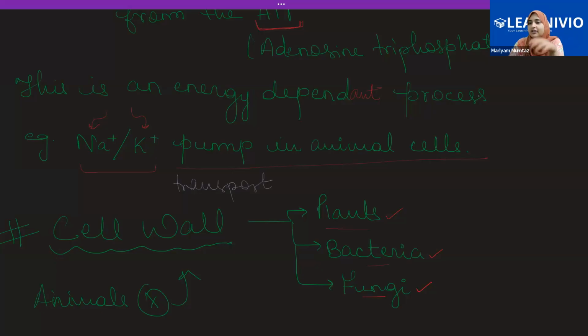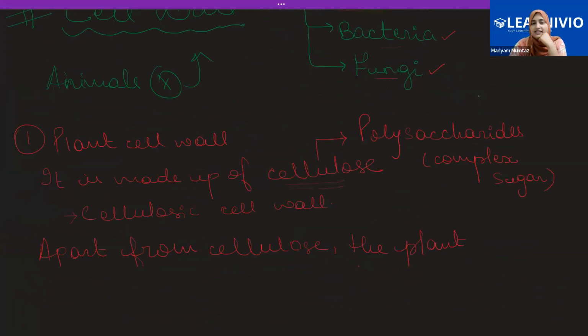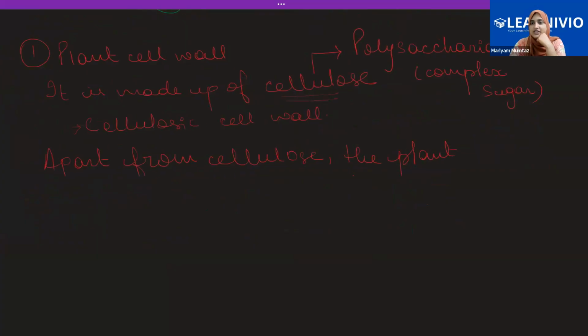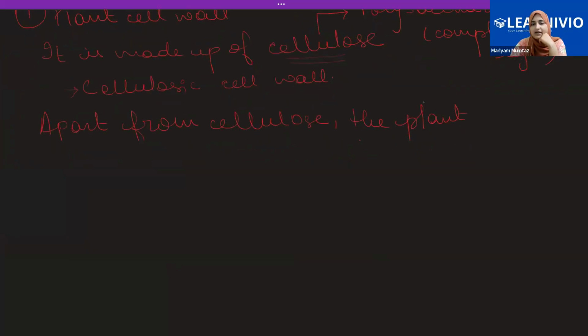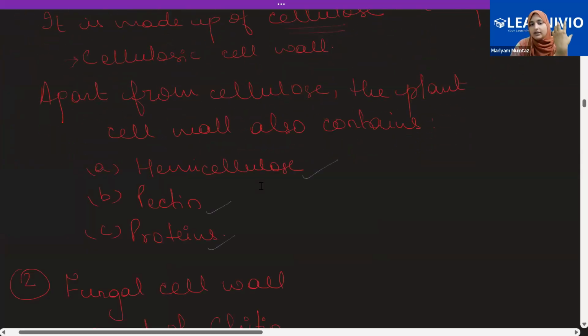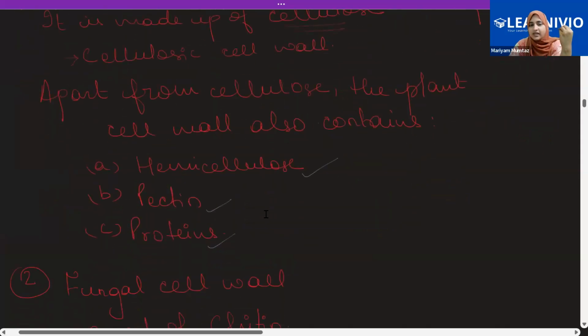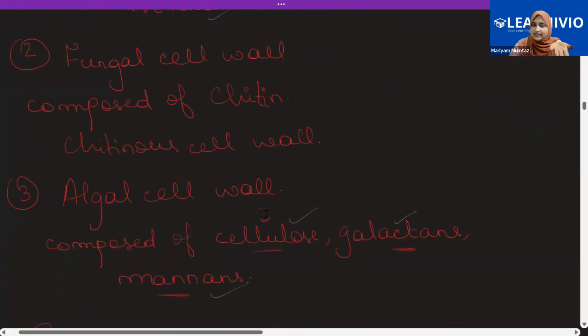So plant cell wall is made up of cellulose. Bacterial cell wall is made up of peptidoglycan. And the fungal cell wall is made up of chitin. Now the plant cell wall is made up of cellulose, which is a polysaccharide. Polysaccharide means a complex sugar. Apart from the cellulose, the plant cell wall contains hemicellulose, pectin, proteins, different components, but the major component is the cellulose. Then we have the fungal cell wall, chitinous, because it is made up of chitin, algae, cellulose, galactins, mannans.